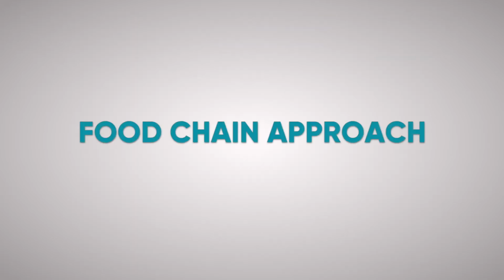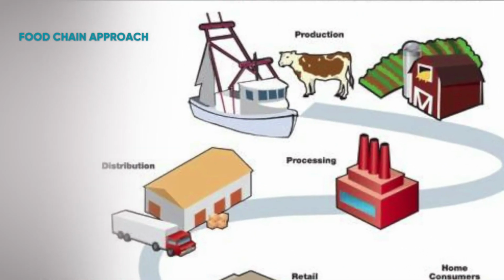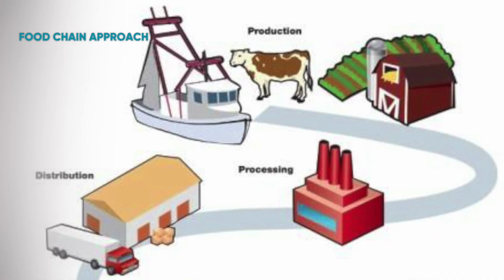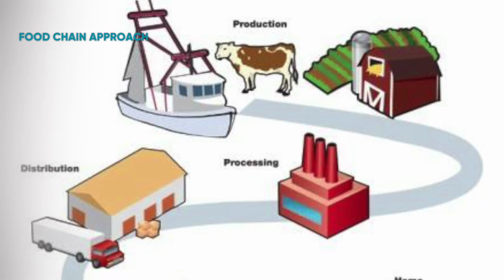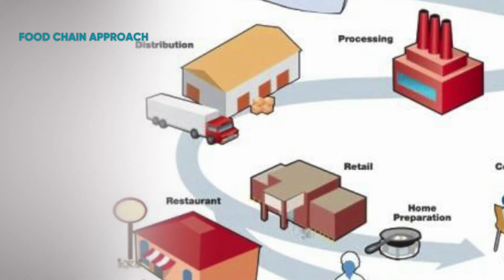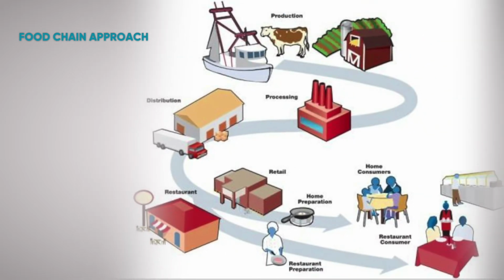Food chain approach. Here is a simple image of the food supply chain. To address food safety concerns, certain approaches have been recognized. Emphasis on the food chain approach is important as food safety hazards can arise at various stages of the food chain and need to be prevented or eliminated at each stage.